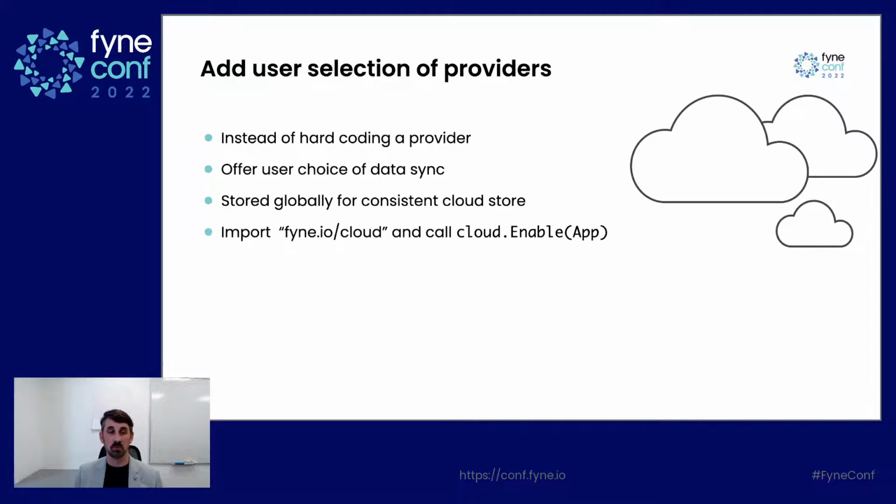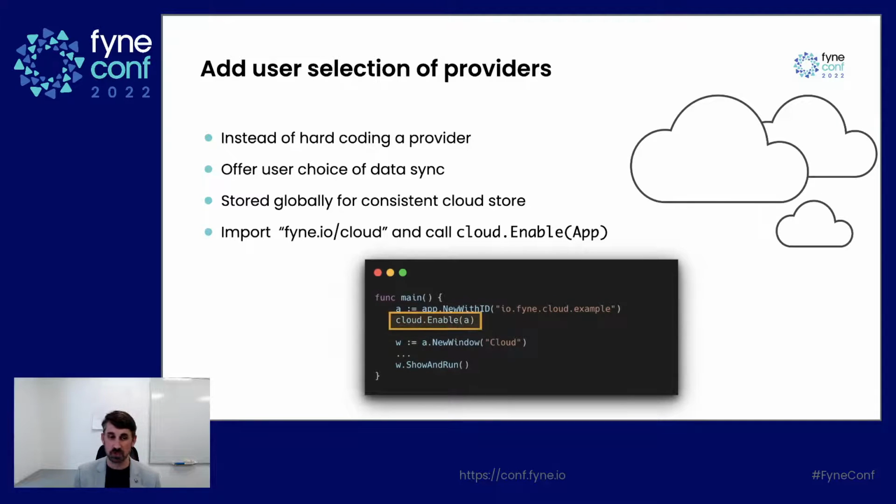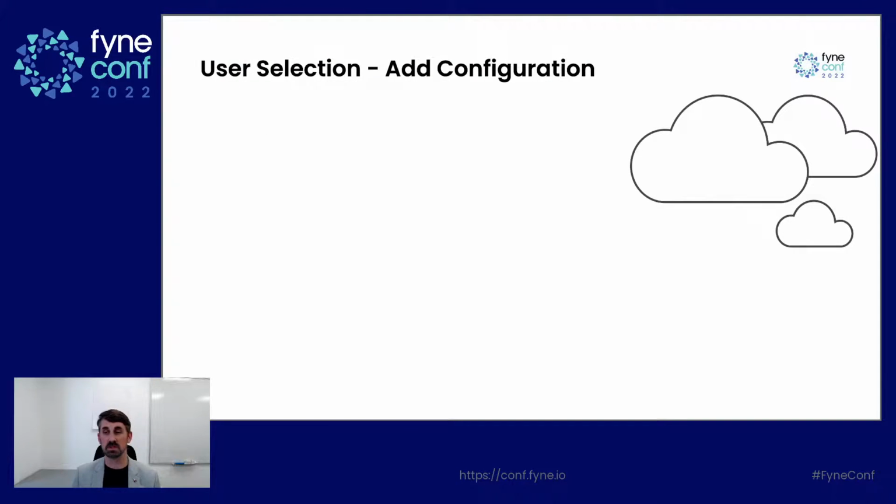For this example, we're going to import a new repository called fyne.io/cloud and then call cloud.enable. Seriously, it is just that straightforward. Where previously we said app.setCloudProvider, this time we are using the cloud package to cloud enable our application. That's all the lines of code that you would need to cloud enable it.